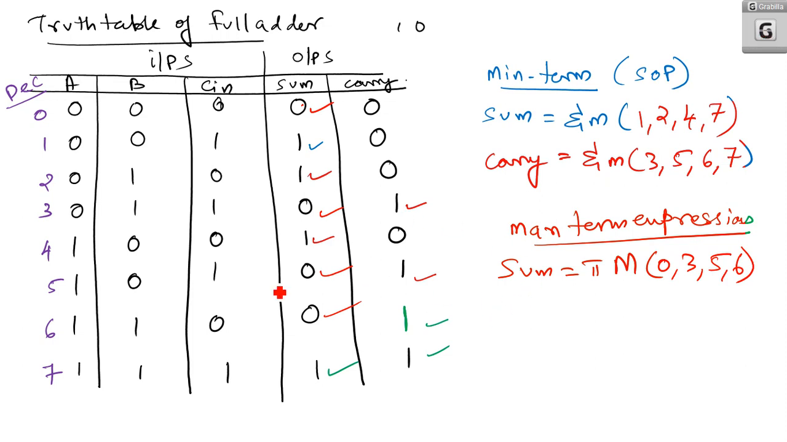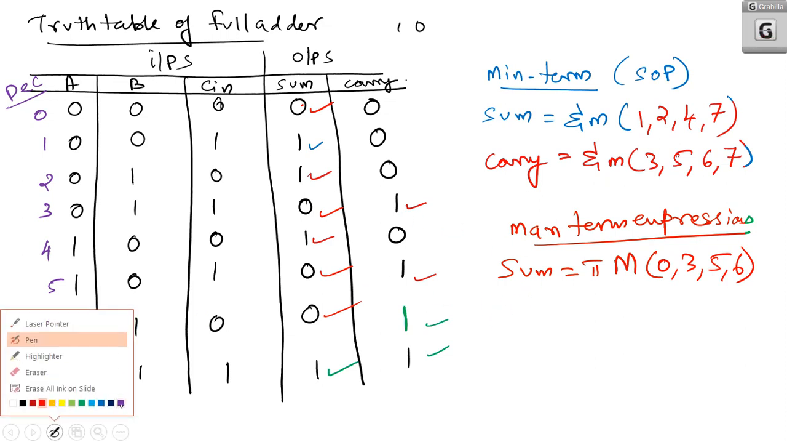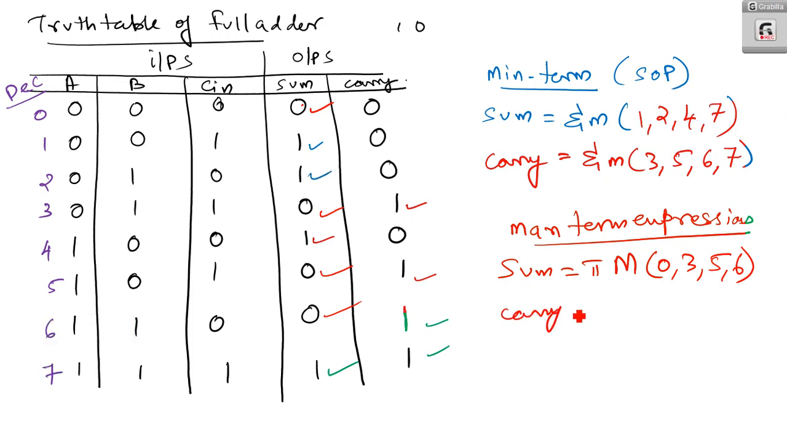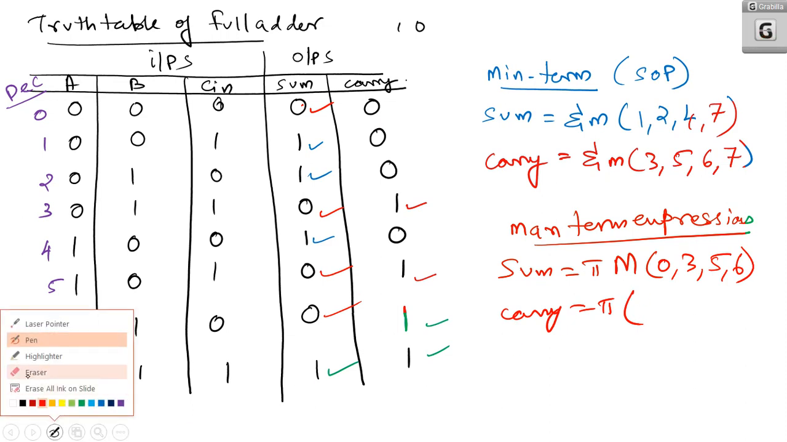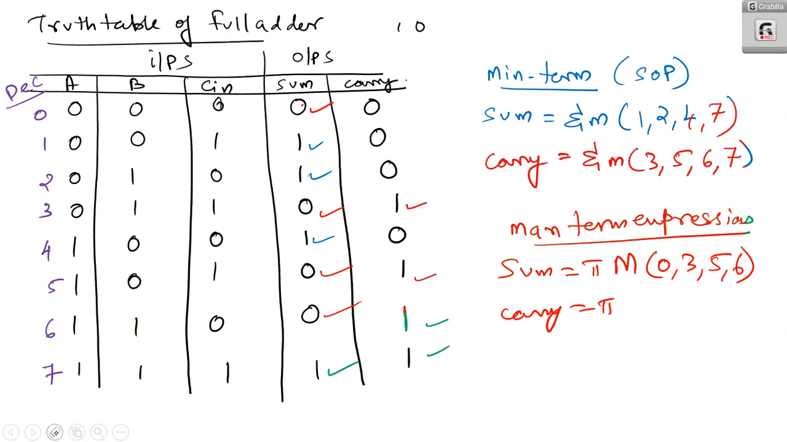Now, where we are getting the carry? Carry is equal to pi capital M, where we are getting 0, 1, 2 and 4. That is where we are getting the carry.